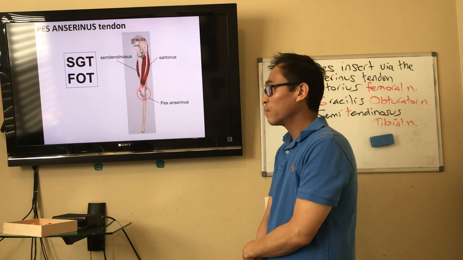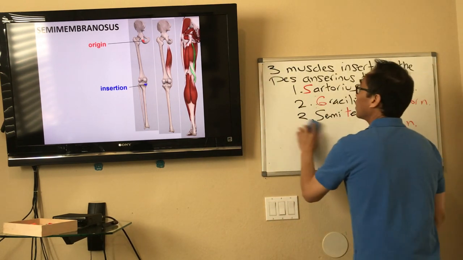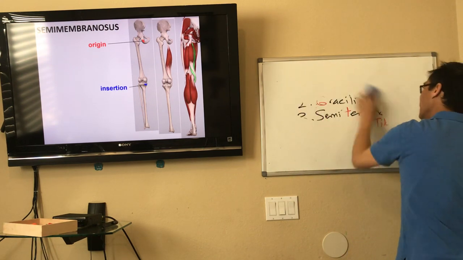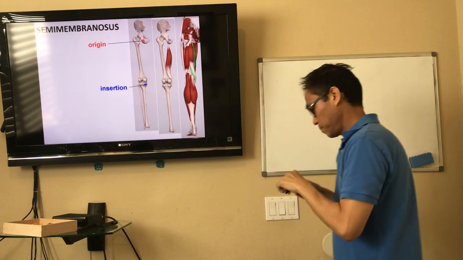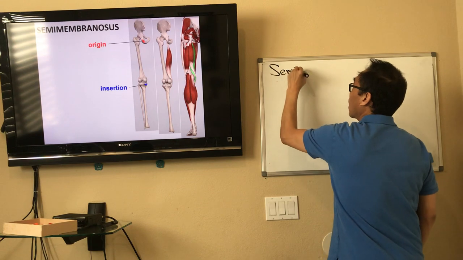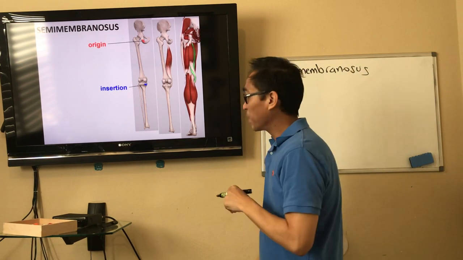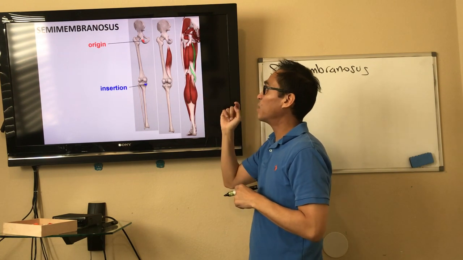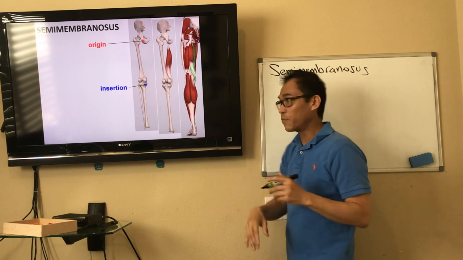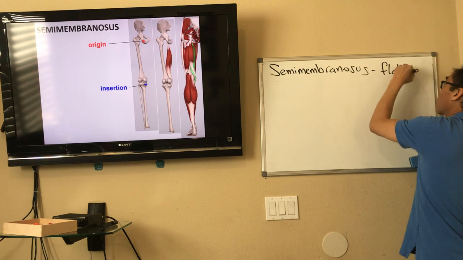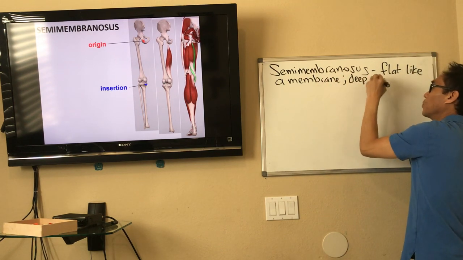All right, so I want to move on from the semitendinosus to the semimembranosus. It's kind of like halfway flat, like a membrane. It's flat because it's deep to the semitendinosus. So I highlighted the semimembranosus in green, and there it is isolated, but it's deep to the semitendinosus muscle, and you should note that. It's flat like a membrane, hence the name. Deep to semitendinosus.